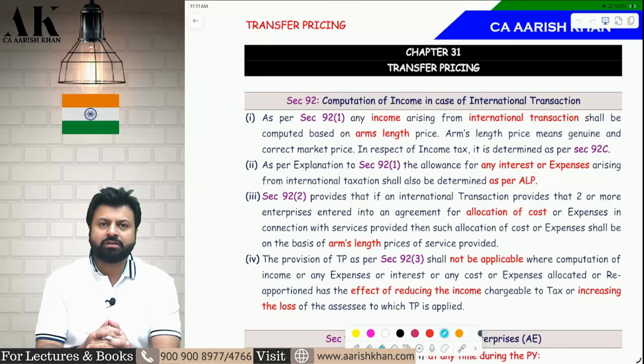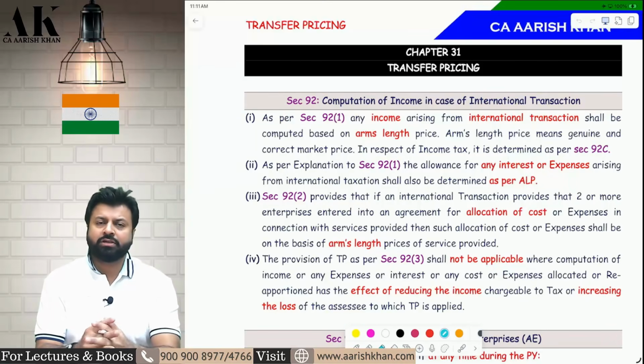Now all the provisions of transfer pricing are given under section 92 to 92F. So it's a small topic actually if you see the number of sections, but yes, content wise it is a very big topic. There are very few sections in this topic, but every section has huge content. So 92 to 92F has all the provisions of transfer pricing.